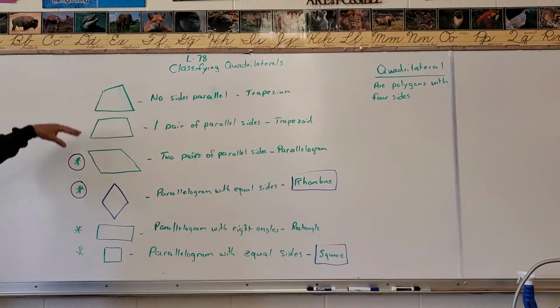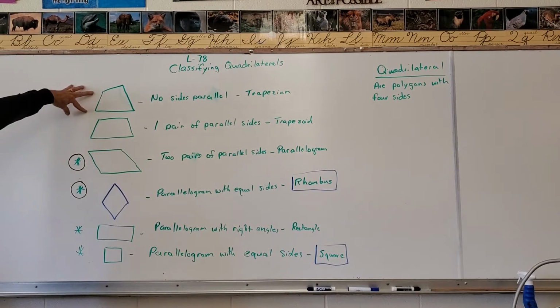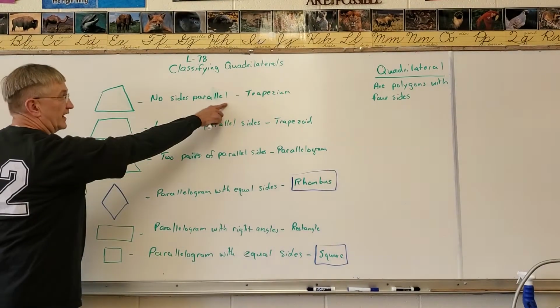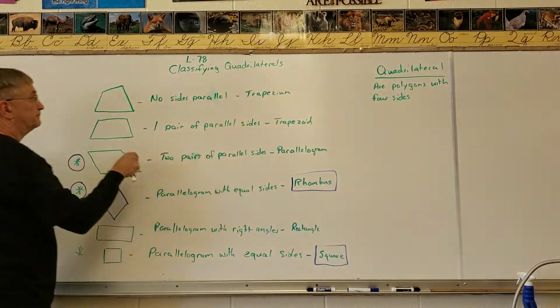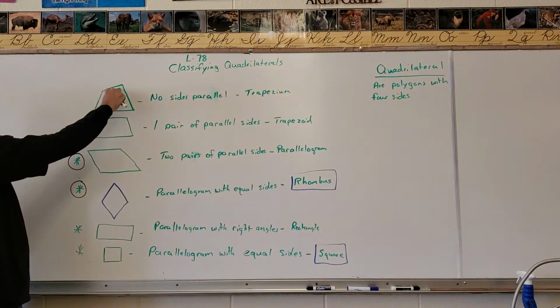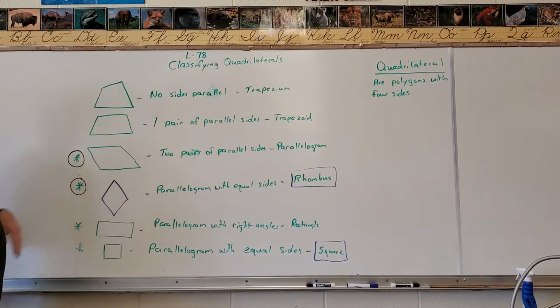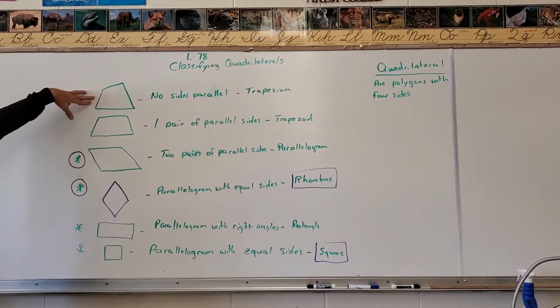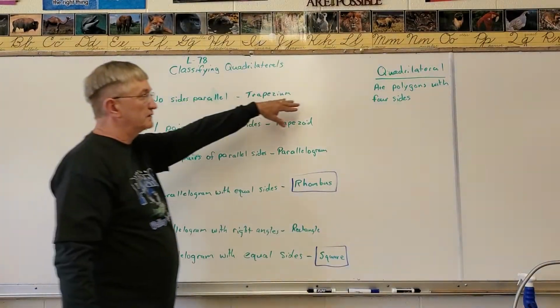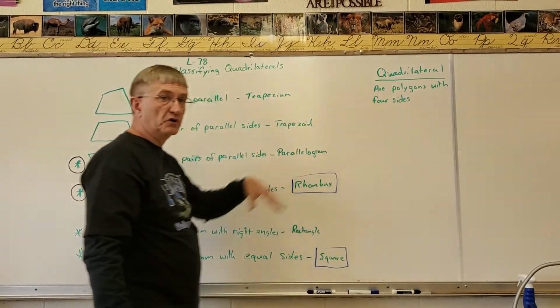First off, we have a four-sided quadrilateral here that has no parallel sides, and it's called a trapezium. If you notice, this is shorter than this, this goes at a different angle, this goes at a different angle. It still is a polygon, and it's still a quadrilateral. So it fits the bill there, no problem.